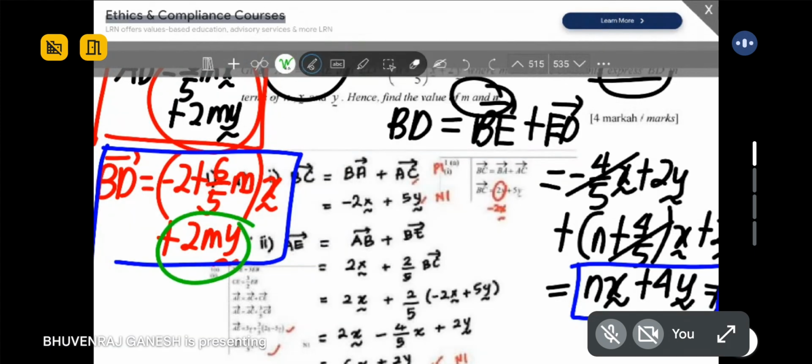Okay, so you see, guys, compare the coefficient of y, bandingkan pekali y. So the coefficient here is 2m, right, for y. And then the coefficient here for y is 4, right? So you make them equal. 2m is equal to 4. So m is equal to 2. You already get one answer. Satu jawapan. Second, you see for the n. N is equal to negative 2 plus 6 over 5m.